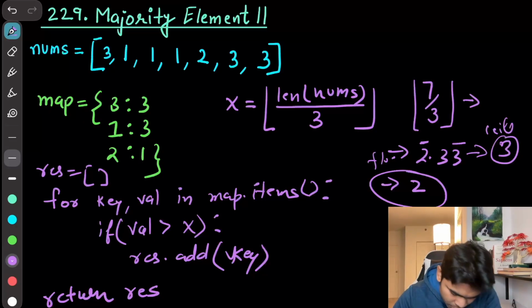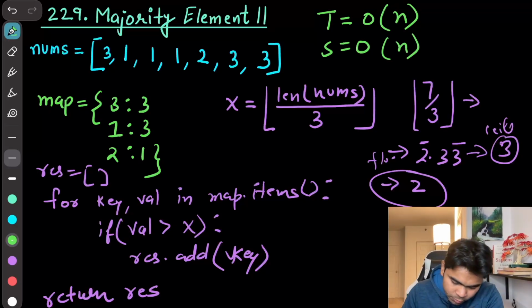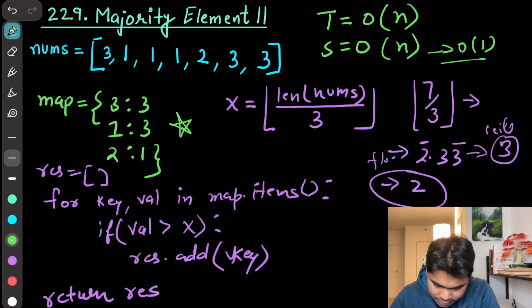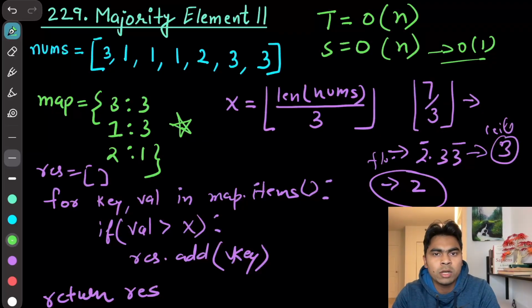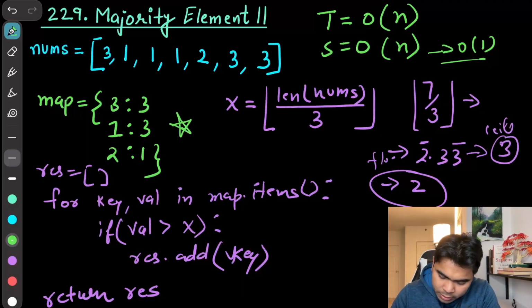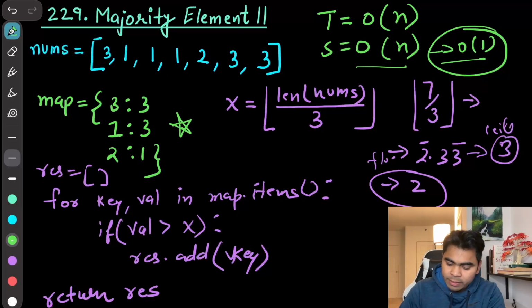Now here, if you're finding your answer like this, then the time complexity of this solution would be big O of n, and space complexity is also big O of n because we are using this map. This is our entire solution, and this is a decent solution. It's one of the solutions, but there are other solutions which can bring the space complexity from big O of n to big O of 1.